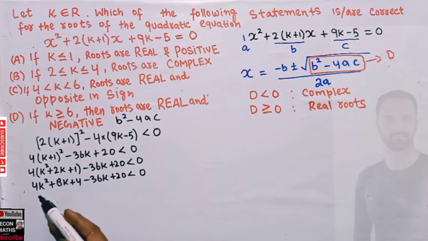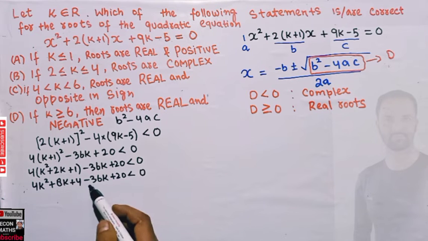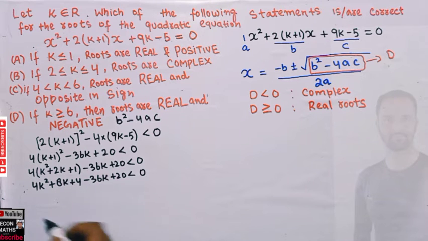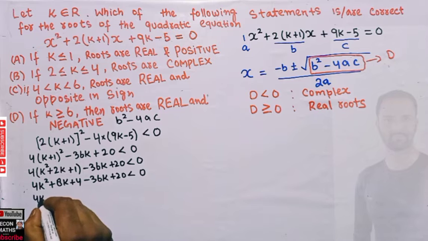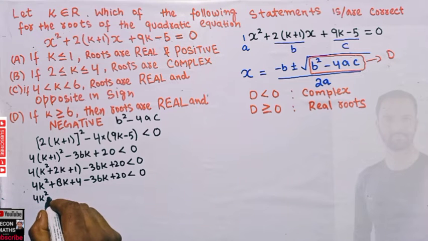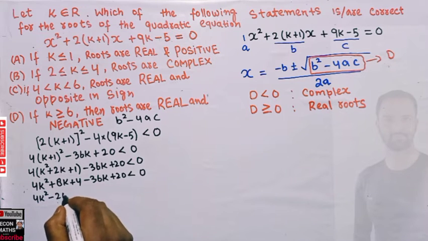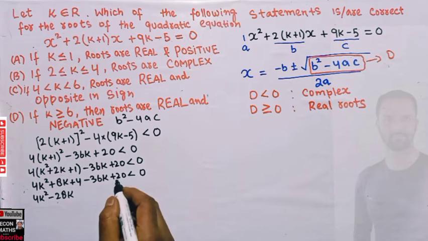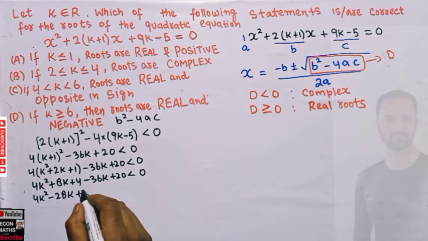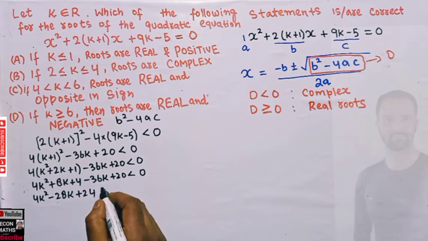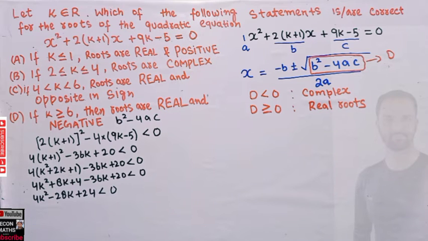Okay, so 8k minus 36k is minus 28k, so I will write here 4k square minus 28k, and 4 plus 20 is 24. It should be less than 0.